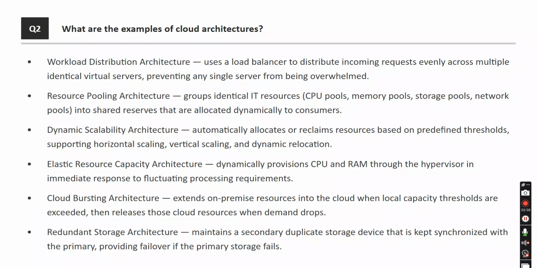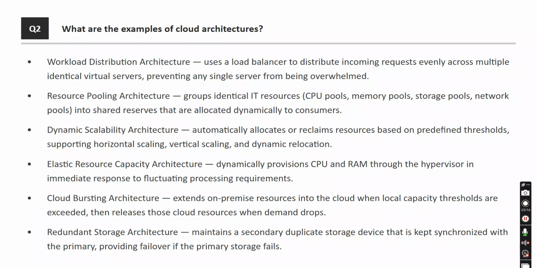The third is dynamic scalability architecture, which automatically allocates or reclaims resources based on predefined thresholds. It supports horizontal scaling, vertical scaling, and dynamic relocation. Fourth is elastic resource capacity architecture, which dynamically provisions CPU and RAM through the hypervisor in response to fluctuating processing requirements. Fifth, we have the cloud bursting architecture.